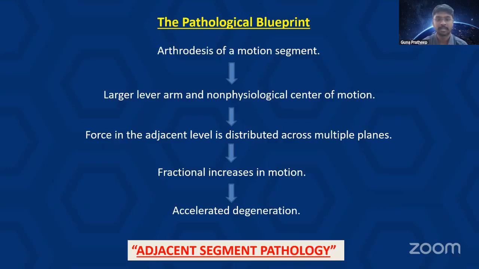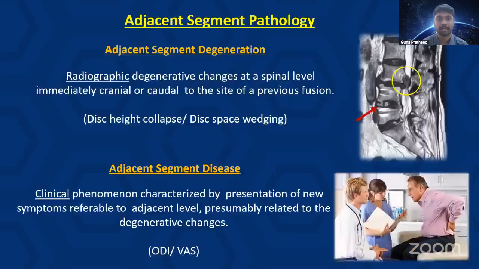And hence force at the adjacent segment is distributed across multiple planes in our daily activities like forward bending, twisting, walking, etc. And this causes a fractional increase in motion and instability, causing adjacent segment degeneration and accelerated wear of the adjacent segments. So this is what exactly happens once you fuse a segment.